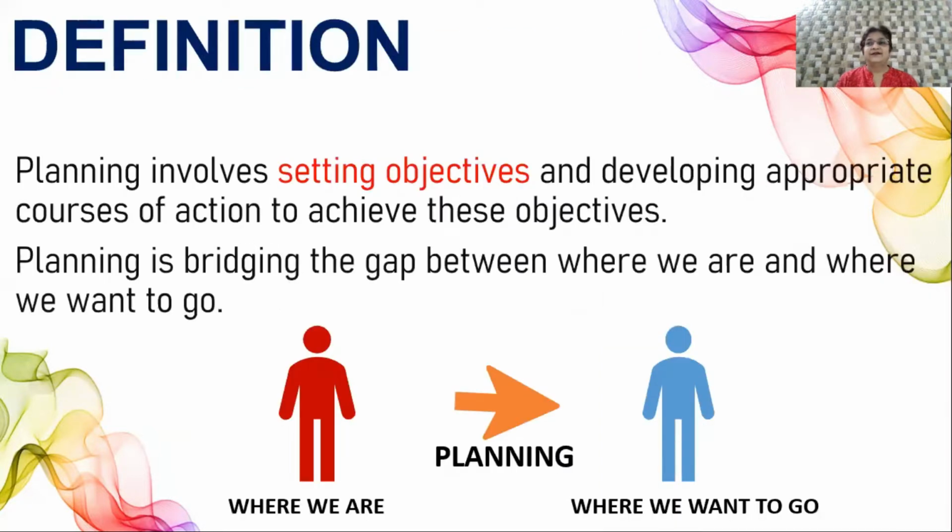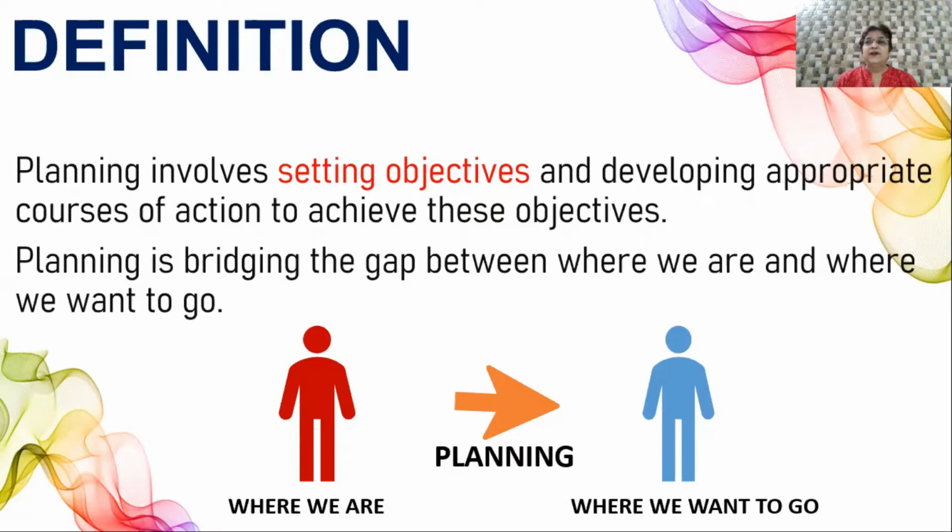What is planning? Each one of us plans. We plan for a future. That is planning. Failing to plan is planning to fail. It is very rightly said. So everybody should plan, and more so the business organization. So planning is nothing but setting objectives for the future and developing various methods of achieving it.